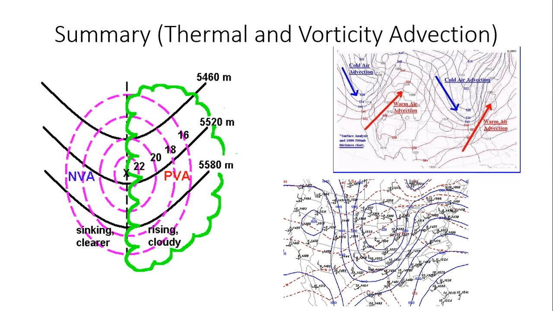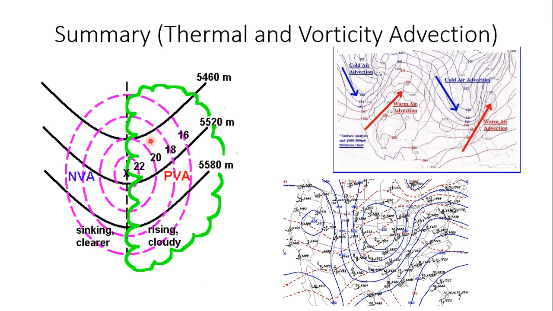Here are some examples in summary of both thermal and vorticity advection. On the left here, I'm showing you an example of vorticity advection. This is actually called a vorticity couplet. This is your shortwave trough axis. By the way, this X at the center represents your vorticity maximum, your highest vorticity value associated with this couplet. Imagine this is your shortwave trough at 500 millibars.